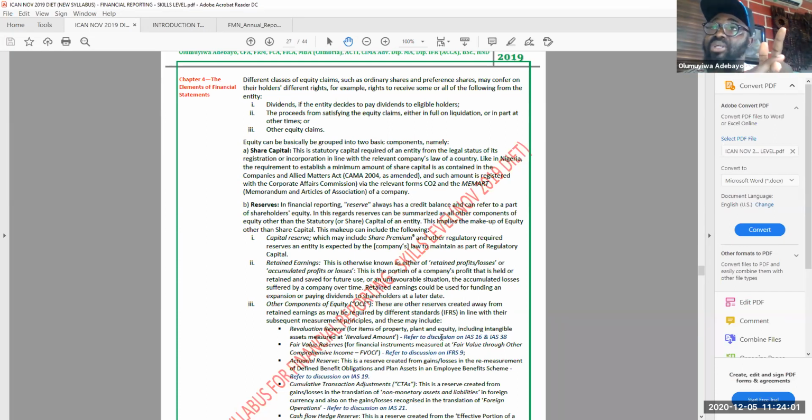Actuarial gain or loss reserve is as a result of actuarial measurement in line with IAS 19, employee benefits, which also passes to other comprehensive income. Cash flow hedge reserve is as a result of you adopting a voluntary accounting of hedge accounting under IFRS 9 for cash flow hedge, and that also passes to other comprehensive income. These are specialized reserves other than retained what? Earnings. Okay?